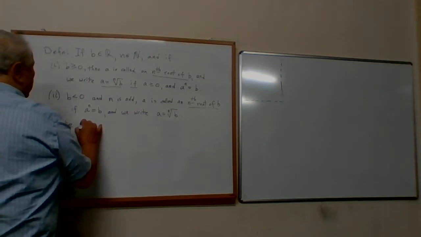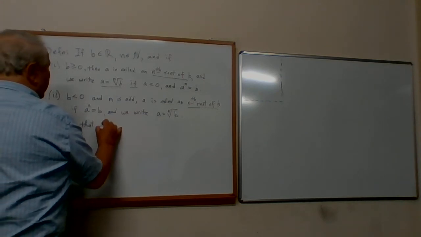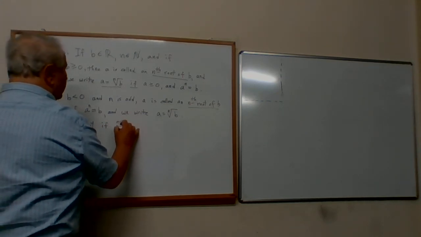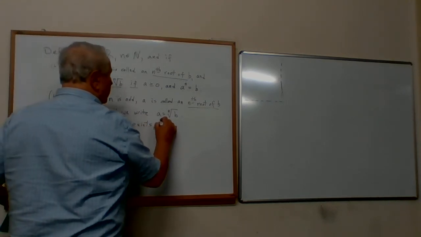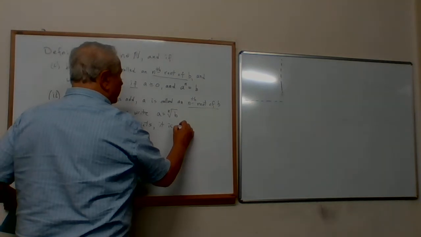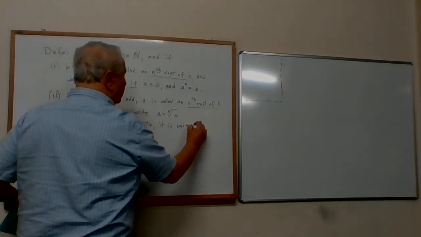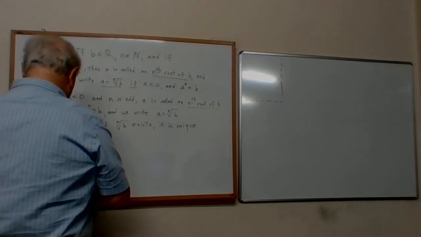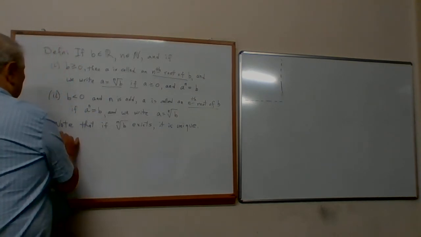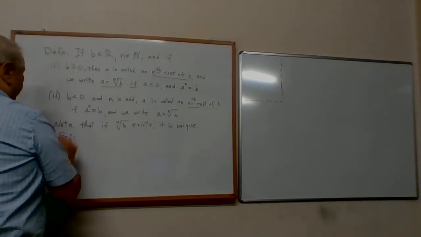Note that if the nth root of b exists, it is unique. This is a comment that I referred to a little while ago. I told you that we were going to prove it. So let's prove it. The faith step, right?